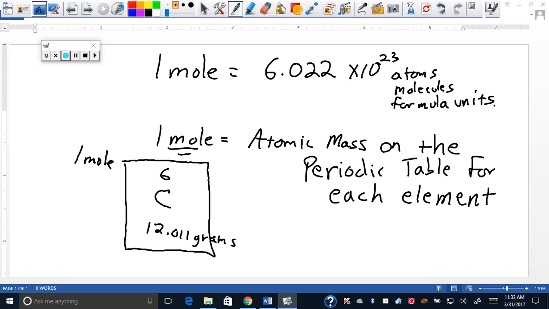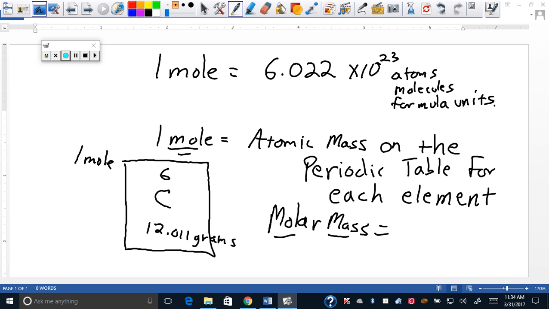All right, now, the mass on the periodic table. The mass on the periodic table is called a molar mass. So you have 3 definitions. We have 3 terms here.